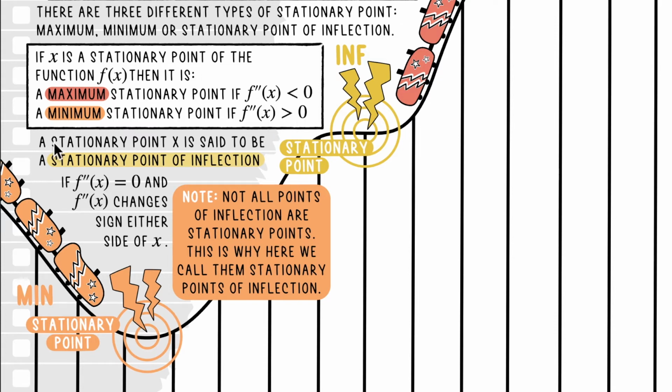Now, a stationary point is said to be a stationary point of inflection, like these weird stationary points, if you find that the second derivative is actually equal to zero for this value of x. And then what you do in questions is you usually look at, does the second derivative change sign either side of the x? And this is proof that that point of x is a stationary point of inflection. So let's go over some examples of these.